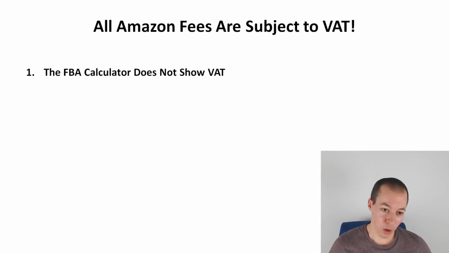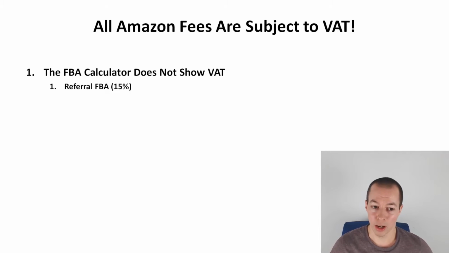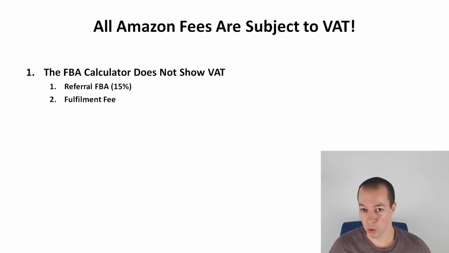So the first one is the FBA calculator. Now I think I've covered this in a previous video. The FBA calculator that's available online does not show the VAT, and that is actually applied to the two fees. So as part of your FBA calculation, there'll be the referral fee, which is 15% of your selling price, and then there's the fulfillment fee, which is based on weight and dimensions.